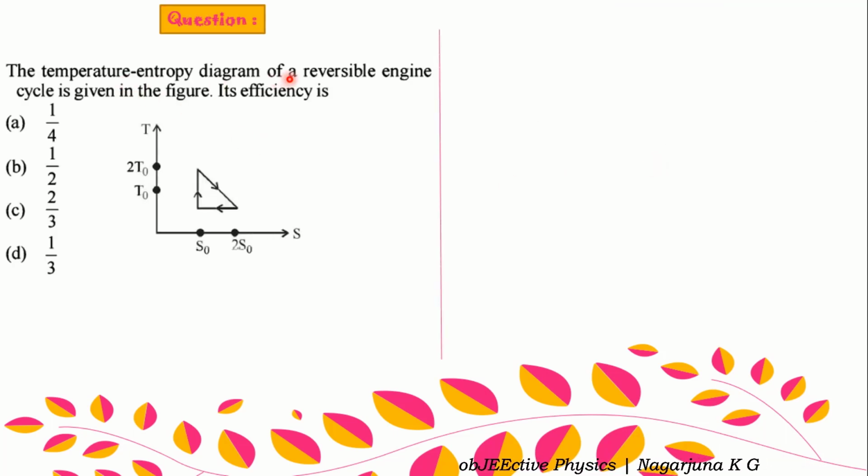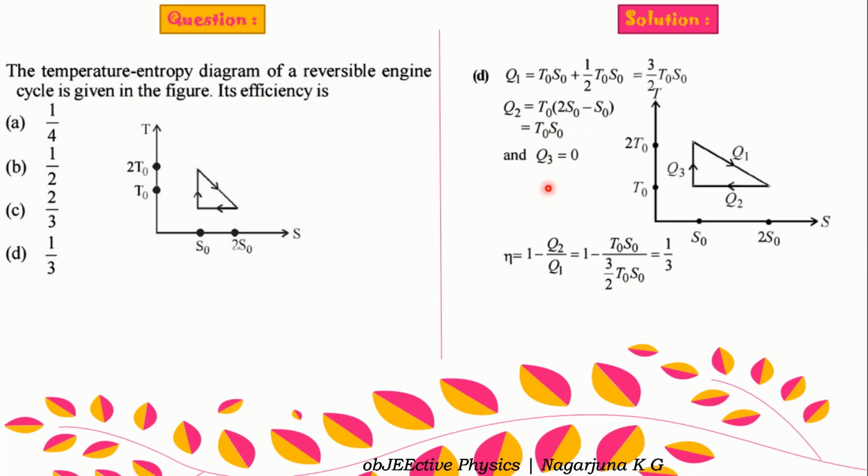The temperature entropy diagram of a reversible engine cycle is given in the figure. Its efficiency is... Solution. Q1 is equal to T0 S0 plus half T0 S0 as per the diagram given in the question. That is equal to 3 by 2 T0 S0. And Q2 is equal to T0 into (2 S0 minus S0), that is T0 S0, and Q3 is equal to 0. Therefore, eta is equal to 1 minus Q2 by Q1. By substituting, we will get the eta value as 1 by 3. That is option D is the right option.